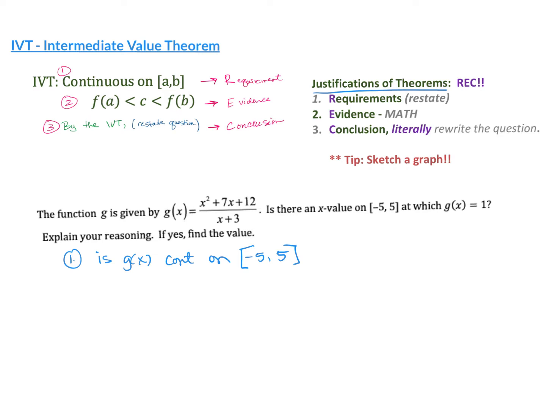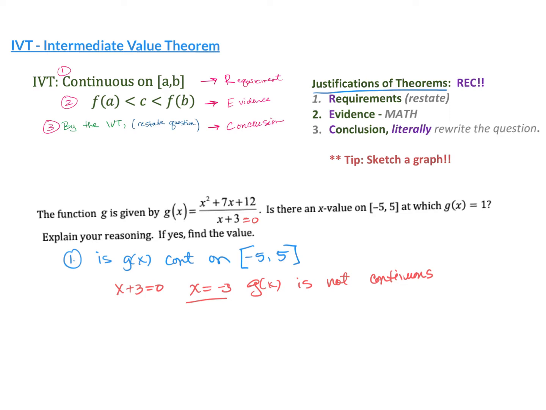If you notice, a function is not continuous when the denominator equals 0. It'll be undefined there, and that will either give us a hole or an asymptote. So right now, it is not continuous. x plus 3 equals 0, so at x equals -3, the function g of x is not continuous. And since x equals -3 is between -5 and 5, that means that you cannot use the IVT.